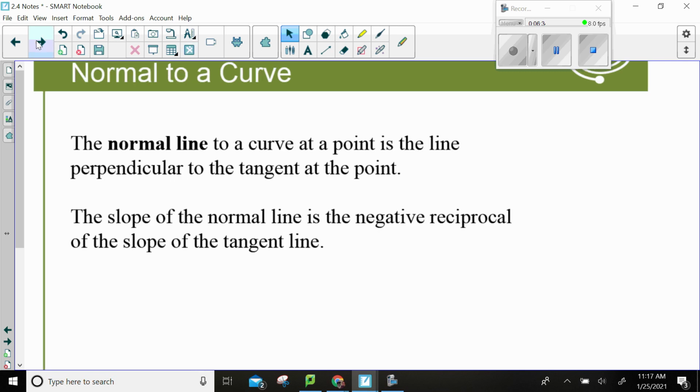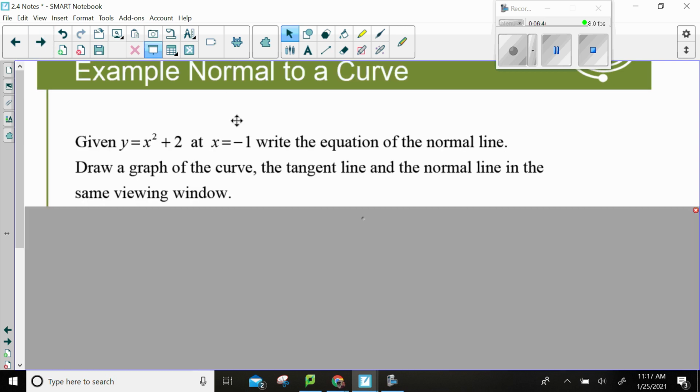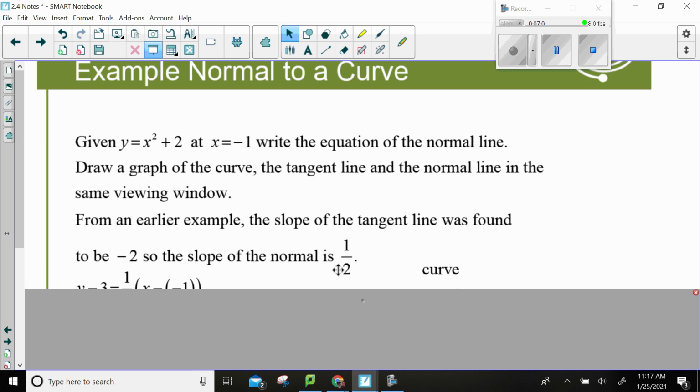Normal: the normal is the line through that same point, and it's perpendicular to the tangent line. So, opposite reciprocal slope. We already found this. This was the same equation that we did earlier, and we found that the slope of the tangent at x equals -1 was -2. So my reciprocal slope is positive 1/2.